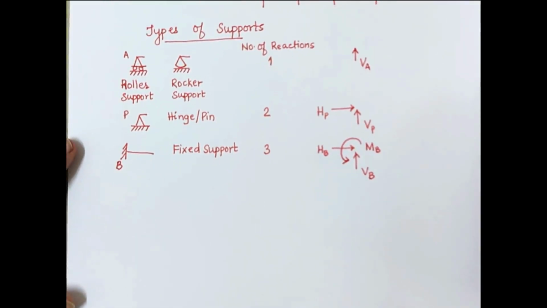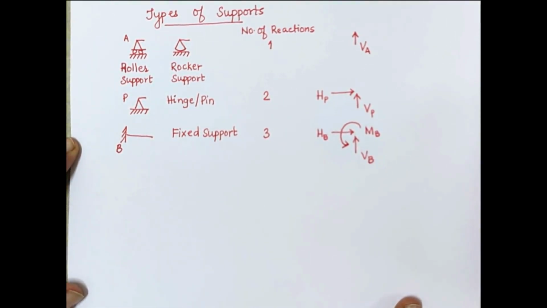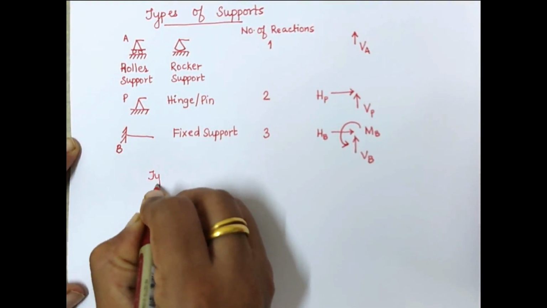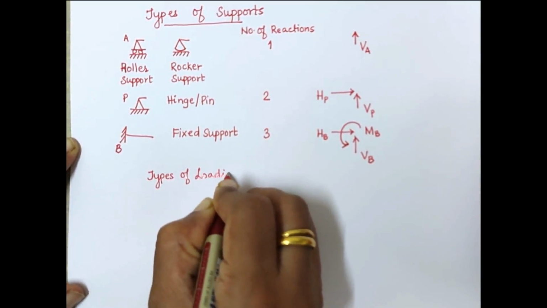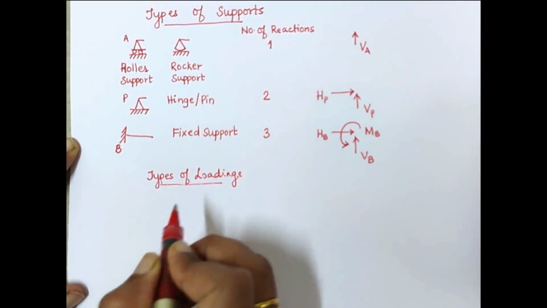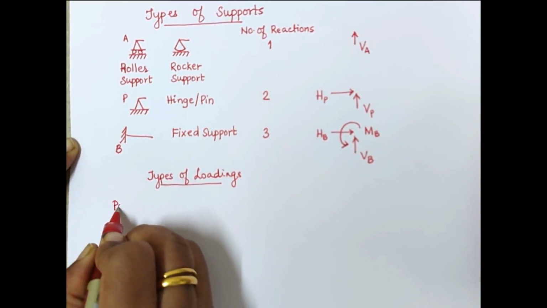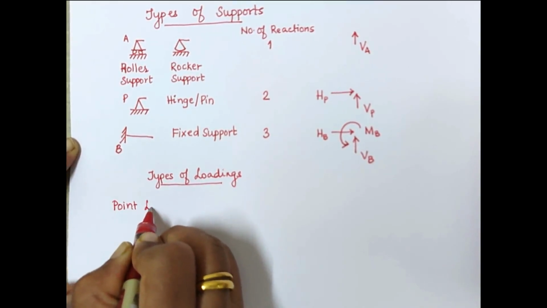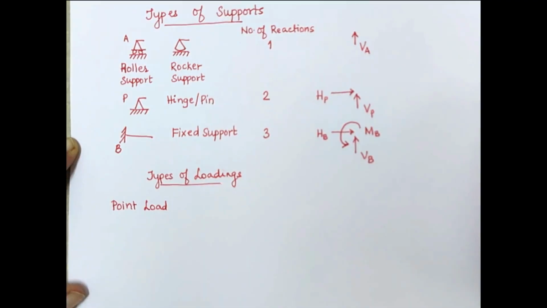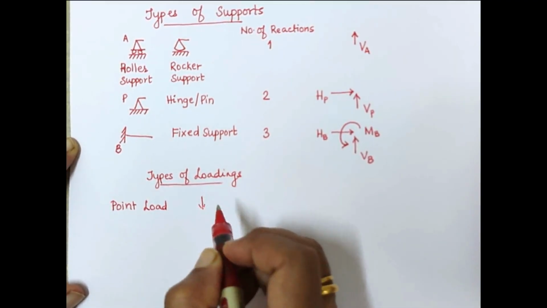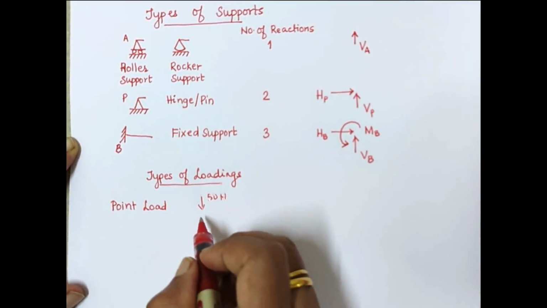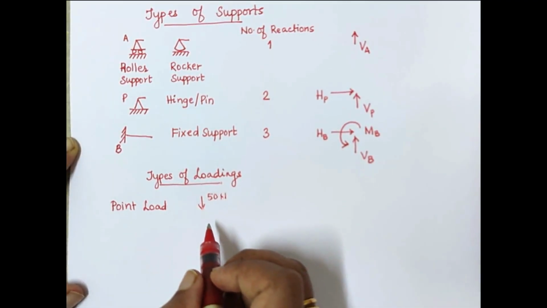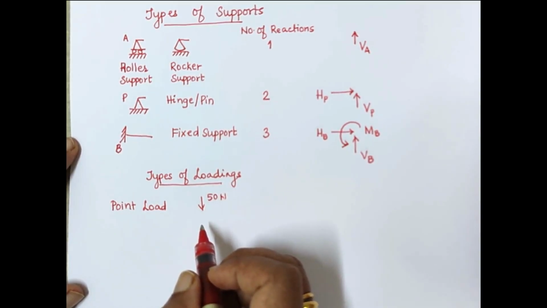Let's go ahead and now understand what are the different types of loadings. First of all, we have something known as a point load, which we have already studied earlier. So a point load can be indicated by an arrow. Say it is 50 Newton. So a 50 Newton point load is acting on some point. So the value will have to be kept the same. We do not have to calculate any equivalent value of it.